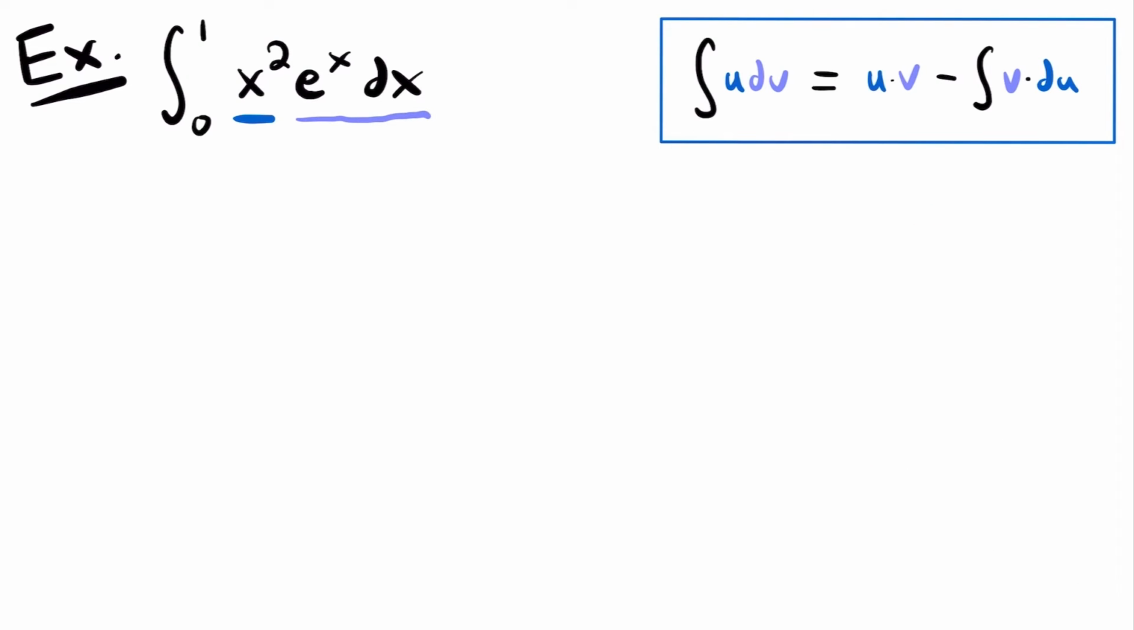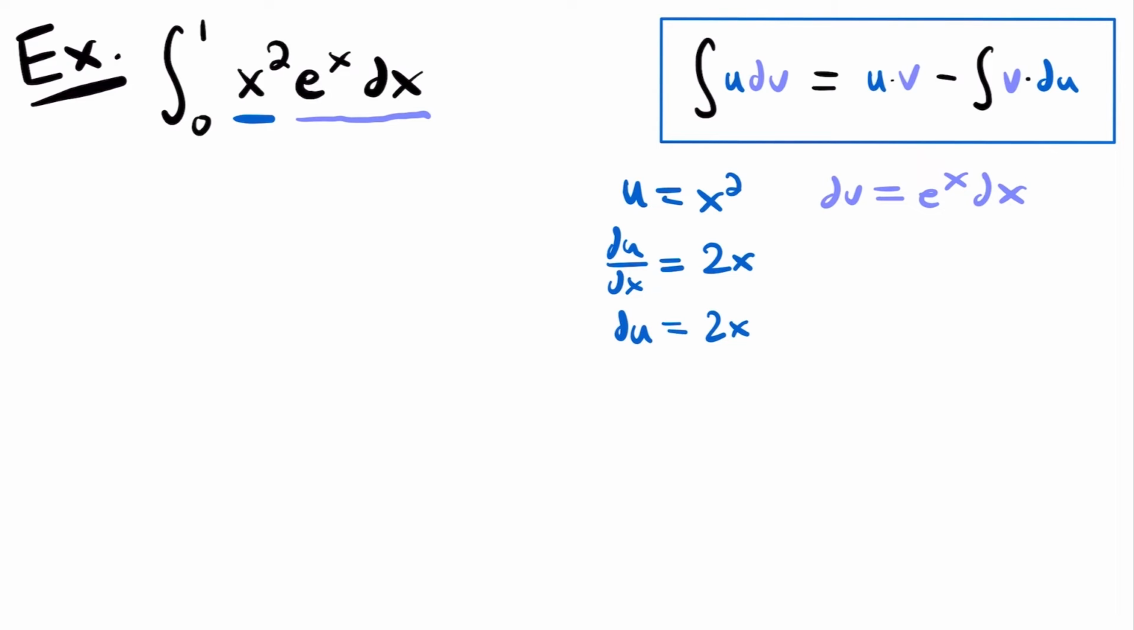So I'll have u is equal to x squared, and dv is equal to e to the power of x times dx. If we take the derivative of u, we'll have du dx is equal to 2x, and then multiplying both sides by dx gives us that du is equal to 2x times dx. Now let's integrate dv. The integral of dv will be equal to the integral of e to the power of x dx, and the integral of e to the power of x is just itself, so v is equal to e to the power of x.